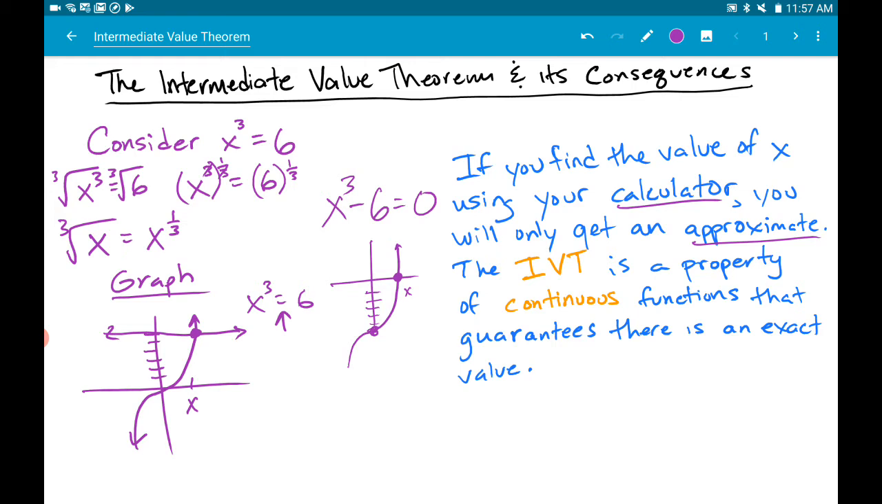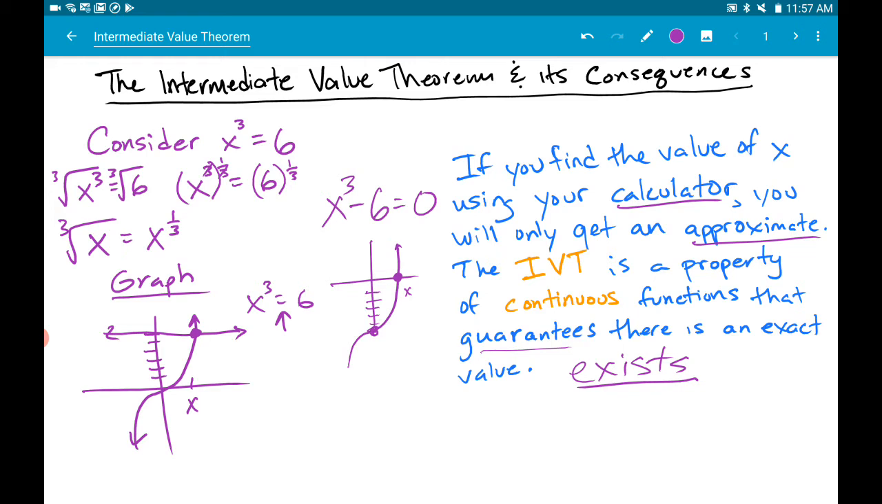The IVT is a property of continuous functions, right? That's what we talked about earlier this week, that guarantees there is an exact value. So this is the first of these types of proofs. It doesn't necessarily give you the value, but it guarantees that it exists. So that word that we've talked about a little bit, does a limit exist? It doesn't necessarily give you the value, but it tells you that it's there.